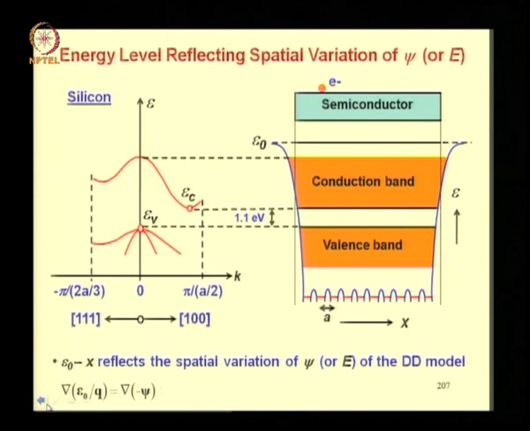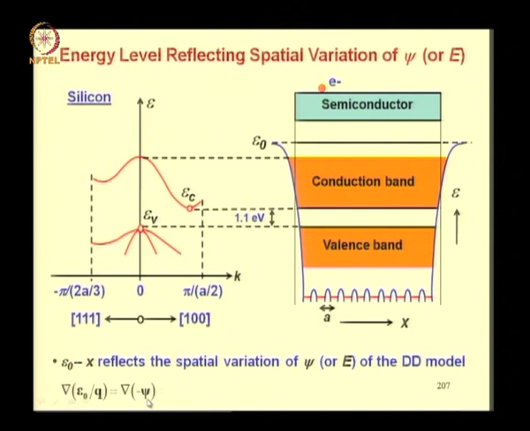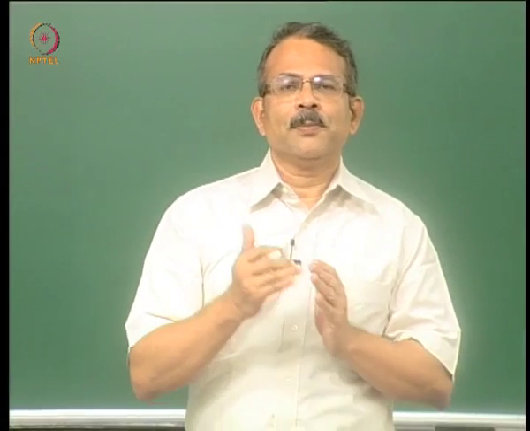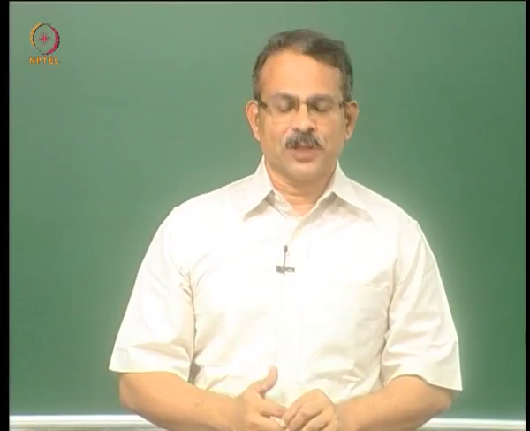The relation between the vacuum level E naught, which is an energy, and the electrostatic potential psi of the drift diffusion model is given here. So gradient of E naught by q is equal to gradient of minus psi. In fact what this means is E naught by q is equal to constant minus psi. The negative sign comes about here because psi is the potential associated with the positive charge, whereas E naught by q is the potential associated with an electron which has a negative charge.